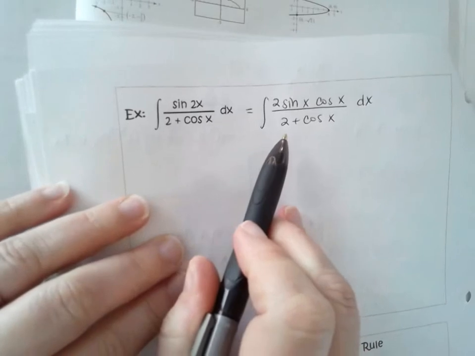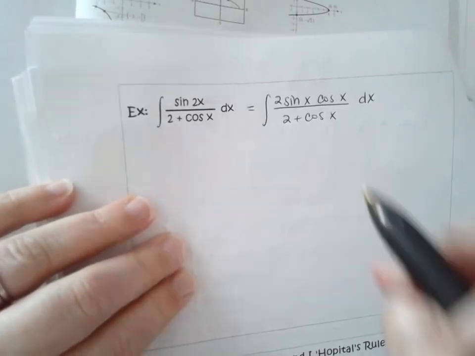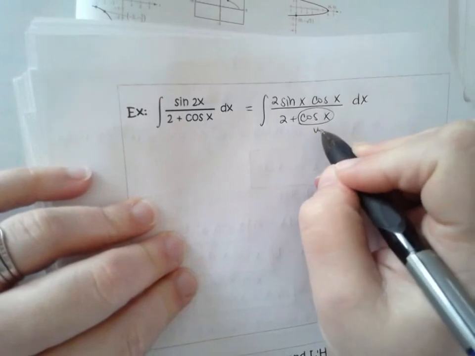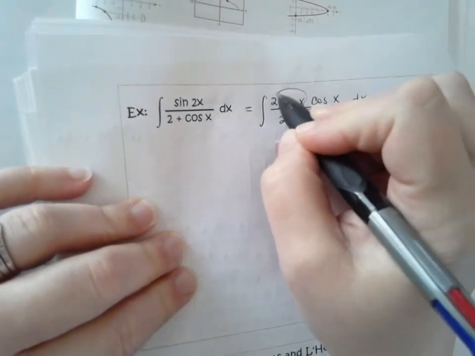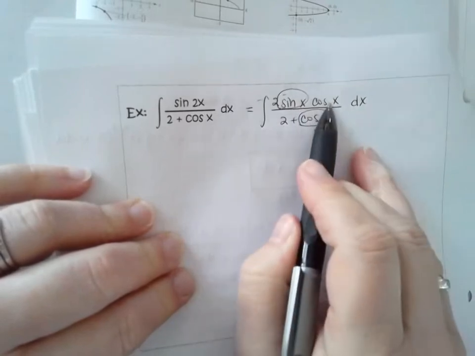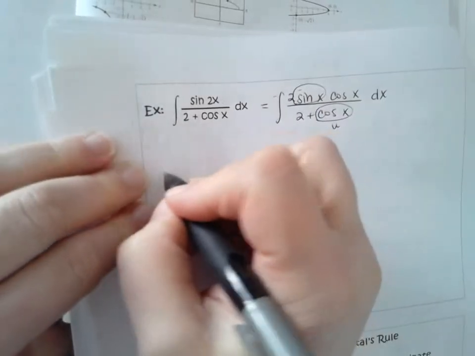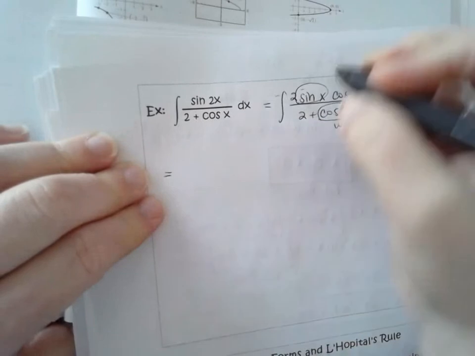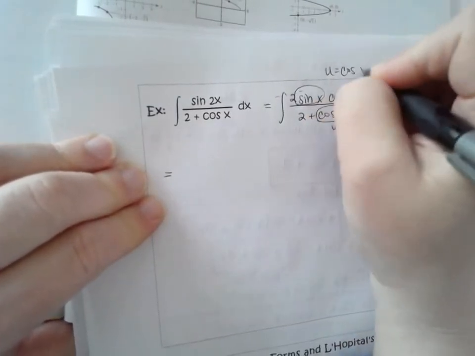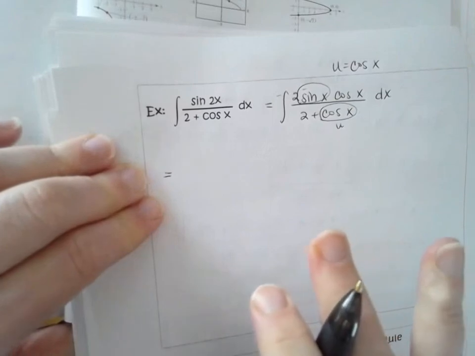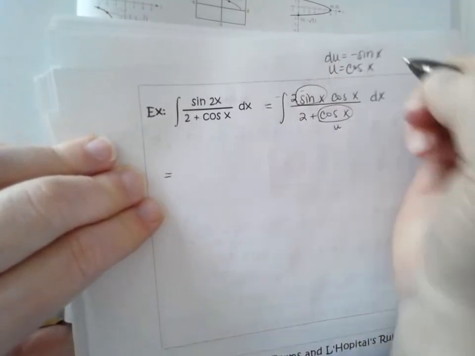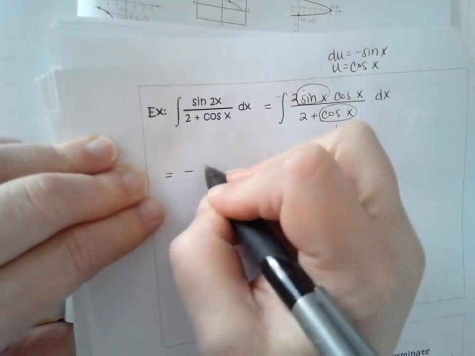Let's see if we can go further. Still be creative. If this is u, then a negative version of this would be du. And then I would have another u in the numerator. So here's what I'm seeing. I'm going to use this as u. Okay? Again, it's just trial and error to see if this works. I have to balance it.